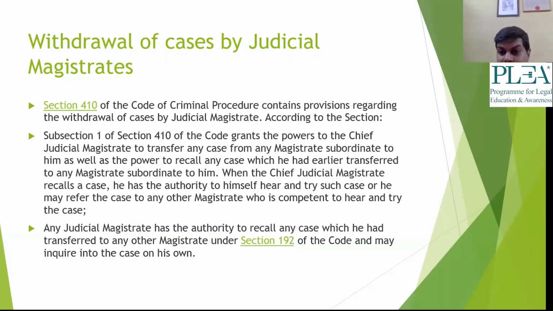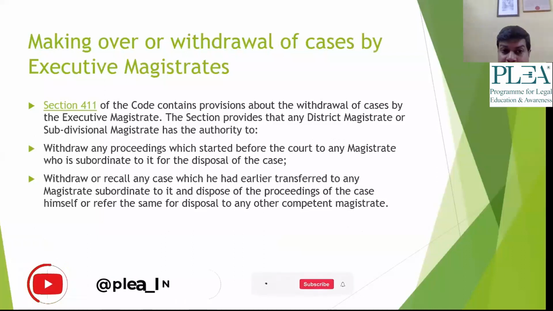So when the chief judicial magistrate recalls a case, he has the authority to himself hear and try such case, or he may refer the case to any other magistrate who is competent to hear and try the case. Next slide, that is section 411 of the code. It contains a provision about the withdrawal of cases by the executive magistrate.